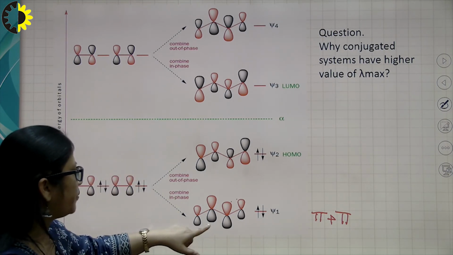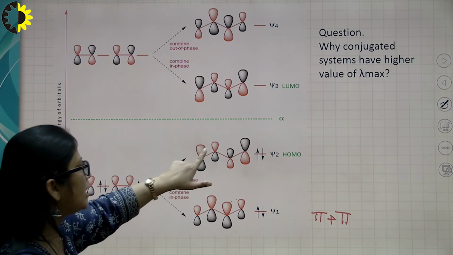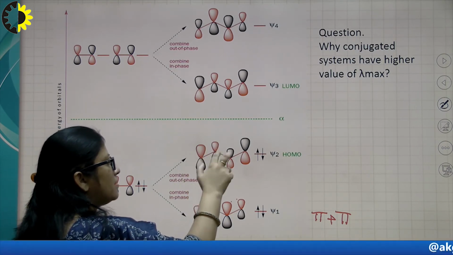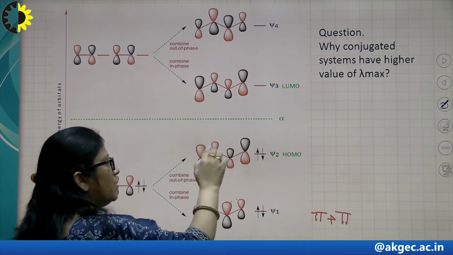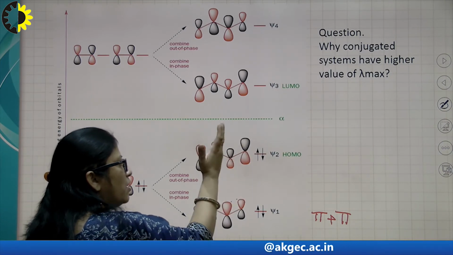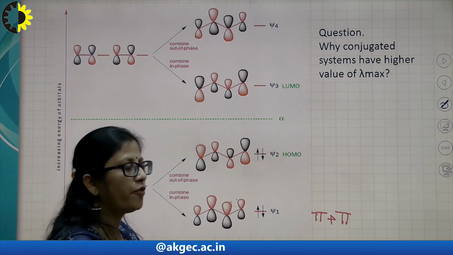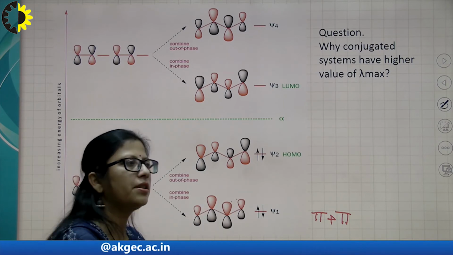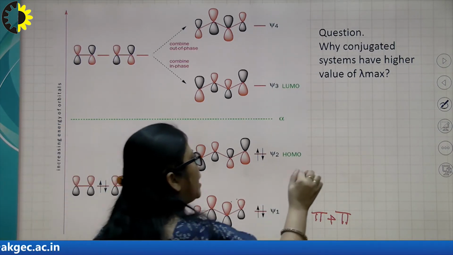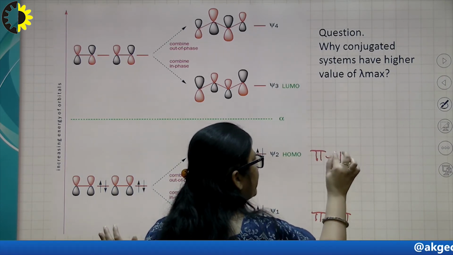This is the in-phase combination. In the next one, there is one node. This is plus plus, minus minus, so plus plus overlaps, then minus minus, minus minus and plus plus. So there is one node present in between, and it results in the formation of psi 2. This psi 2 is the highest occupied molecular orbital, and it is formed by the combination of pi minus pi.